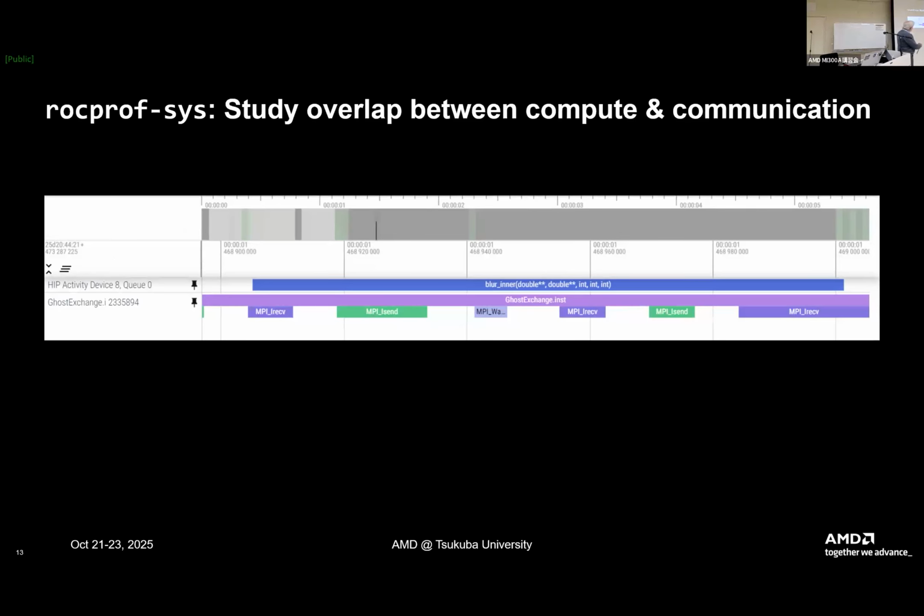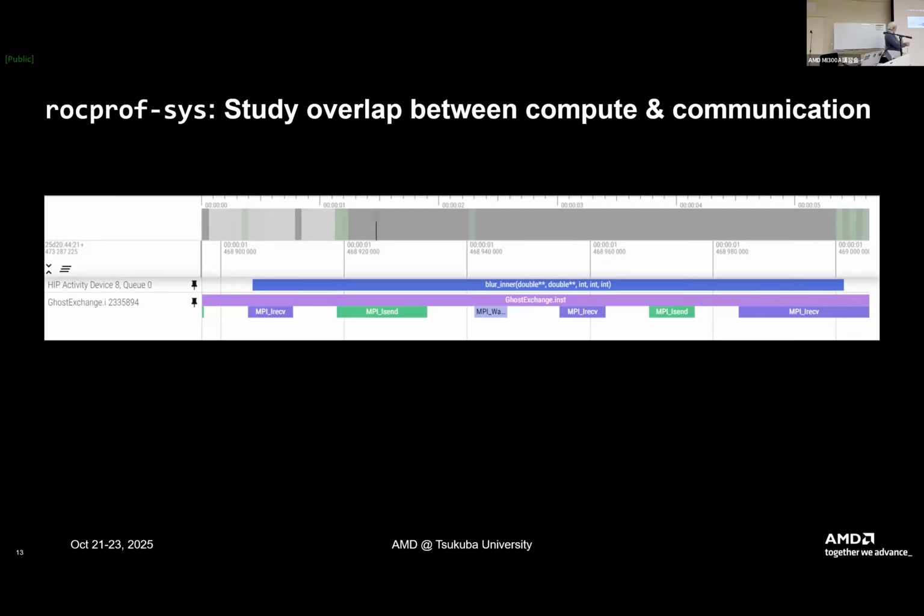We see the MPI receive, the send. This isn't our ghost exchange. That's the same problem we looked at earlier. And we can see what HIP activity we have. So this is our blur kernel. So that's a kernel. And we see the send receive being done at the same time. So that's confirming to us that we are overlapping communication and computation.